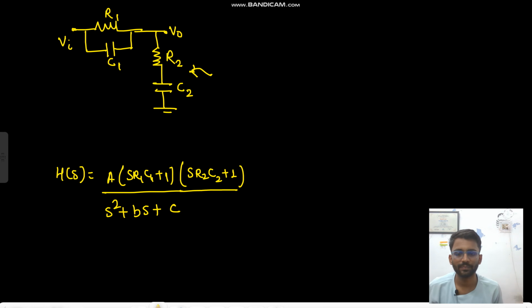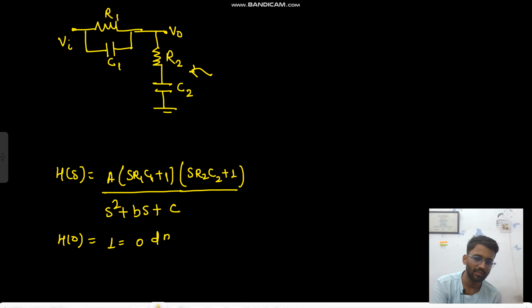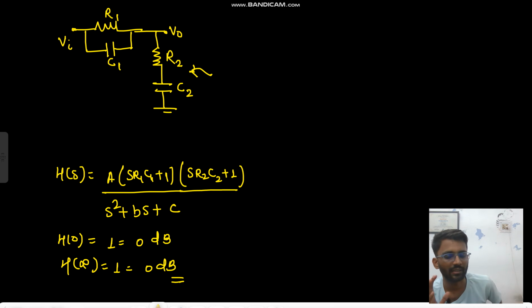Now in this question, the transfer function you can write, right? So H of 0, at omega equals 0, this will provide infinite impedance, this will also provide infinite impedance. So your gain will be 1, and it will be 0 dB. And H of infinity, this will provide 0 impedance, this will also provide 0 impedance. So V naught equals V in. So your gain will be 1, and this will be 0 dB. Now you don't know the location of poles and zeros.